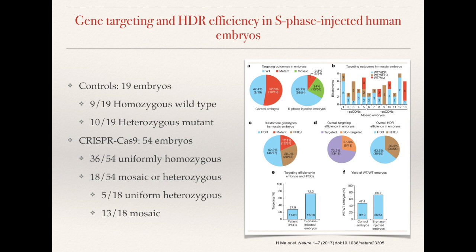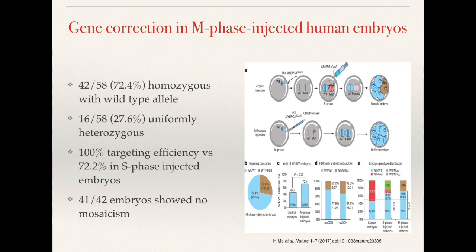There was no evidence of HDR pathway using the exogenous DNA template, suggesting that homology-directed repair is guided exclusively by the wild-type maternal allele. The researchers then did a second study to see whether injecting during the M phase would result in a higher targeting efficiency and also reduce the amount of mosaics that were formed.